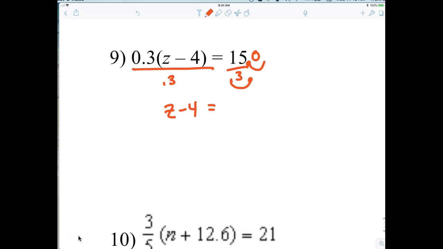All right? Does everybody see that now? 150 divided by 3. That's why the answer is what? 50. So my final answer is z equals what, guys? Z equals 54. Everybody good with this? You good?